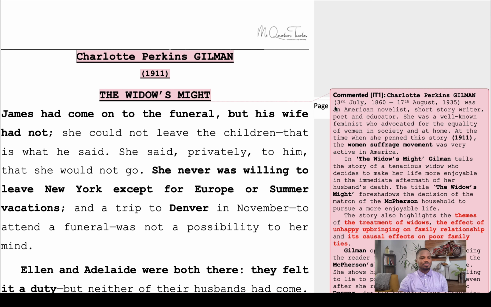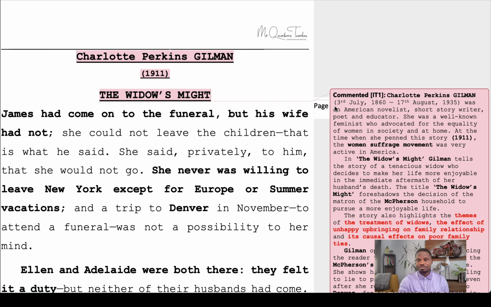Let's begin by speaking about the author or the writer Charlotte Perkins Gilman. She was born on the 3rd of July 1860 and she died on the 17th of August 1935. She was an American novelist, short story writer, poet, and educator. She was also a well-known feminist who had advocated for the equality of women in society and at home.